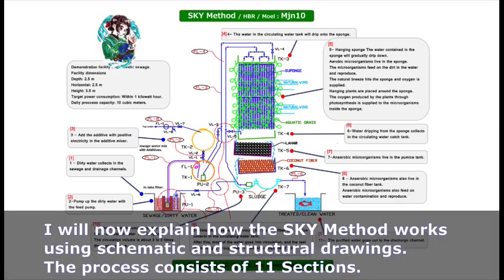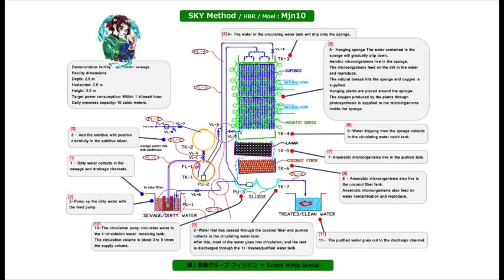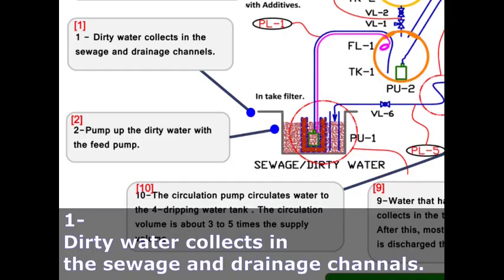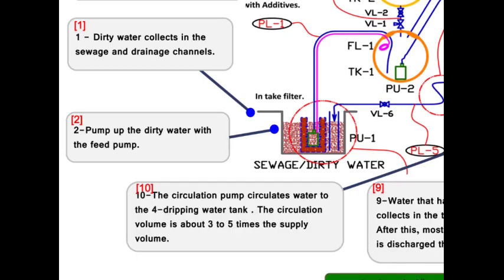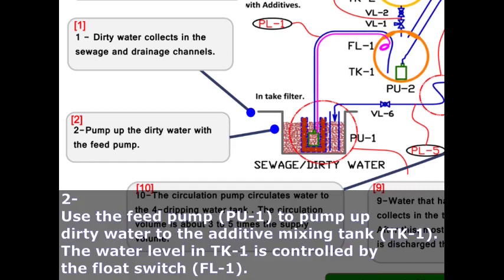I will now explain how the Sky Method works using schematic and structural drawings. The process consists of 11 sections. Section 1. Dirty water collects in the sewage and drainage channels. Section 2. Use the feed pump, Pu1, to pump up dirty water to the additive mixing tank, TK1. The water level in TK1 is controlled by the float switch, FL1.